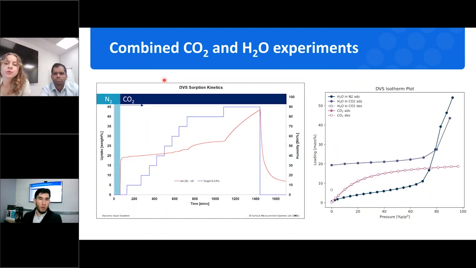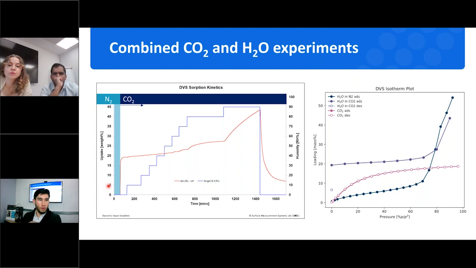First, we wanted to see what would happen if we have CO2 as a carrier gas. So we have CO2 as a carrier gas instead of nitrogen, and then we introduce humidity on top. This experiment was devised like this. This is the kinetics. These are the resulting isotherms.